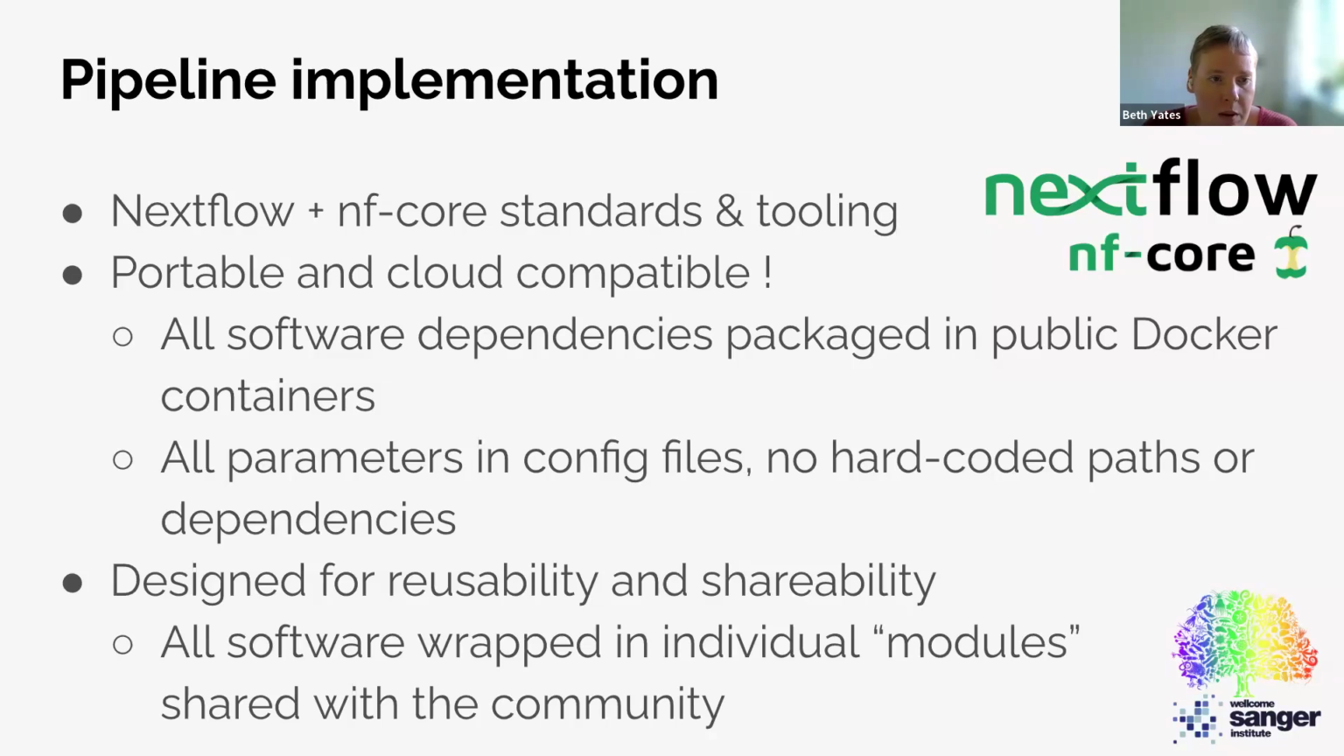So the idea is that for any pipeline that we have developed within the Sanger Tree of Life, anyone should be able to take that pipeline and run it on their own data, on their own infrastructure, and they shouldn't need to make any changes. All of our pipelines are freely available for anyone to use. They are shared with the community. We don't want people to be reinventing the wheel and writing their own pipeline that does the same thing. So we make everything that we're doing available for anyone to use.